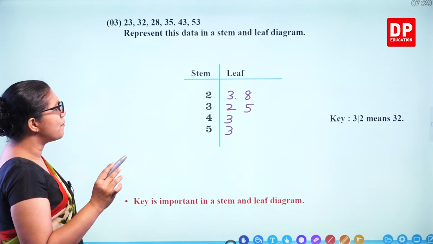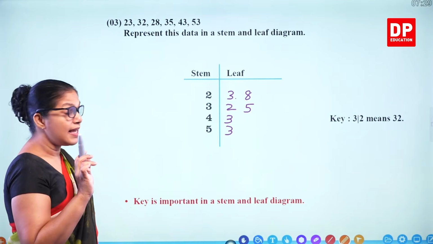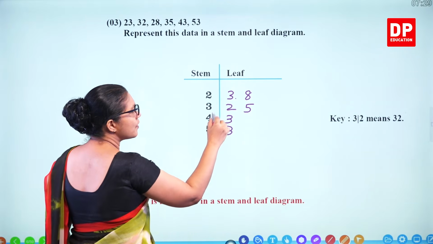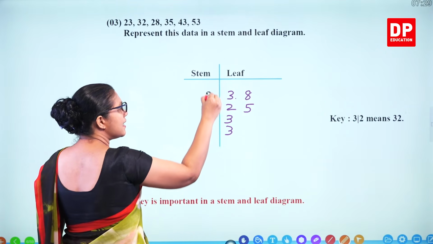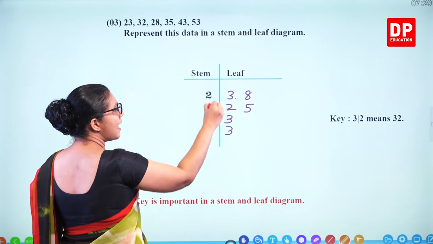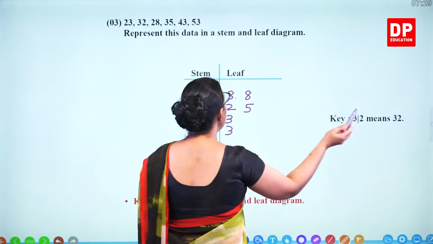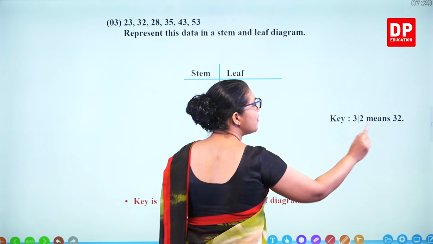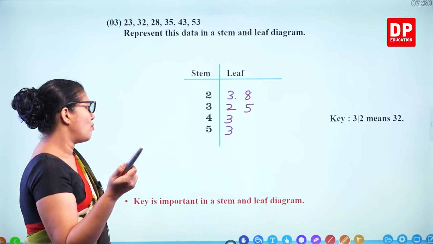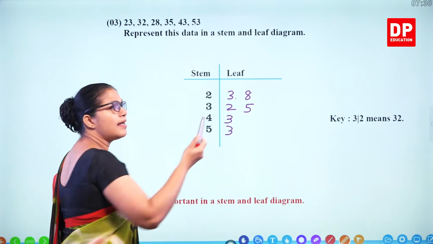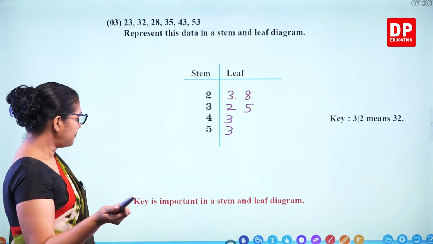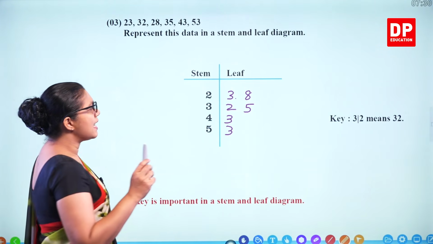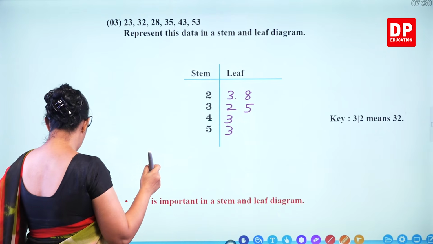Then you have to write down the key. Key is important in a stem and leaf diagram. That means you can take any number here. So I took this one, 3 slash 2. 3 slash 2 means actually what's the number there? 32. So this is how you write down the key. 3 slash 2, 32. Or you can take 2 slash 3 means 23. And then what's the next step? You have to rearrange the data in ascending order. So we'll see in the next one.